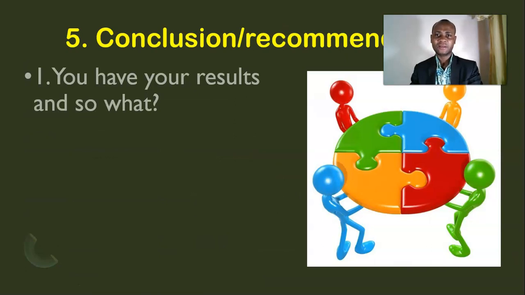Okay, now writing the conclusion and recommendation aspect of the abstract. You should ask yourself a question like: you have already got your results, so what does it mean? What is the essence of your result? How does it add to literature?